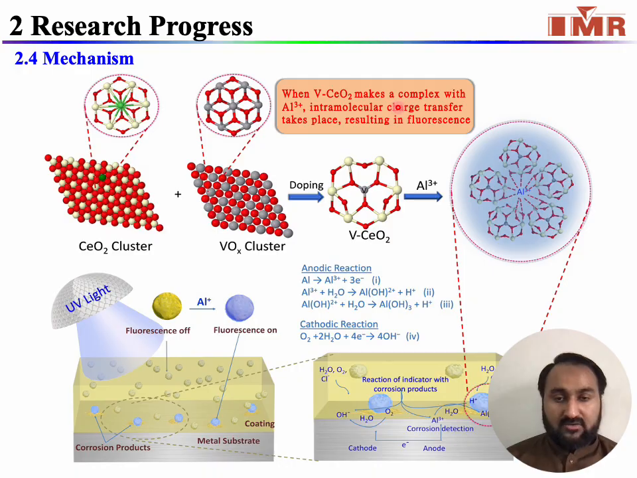Here is the mechanism of how it can react with the metal ions, corrosion ions, to produce the fluorescence effect. In this simple mechanism, when our prepared material reacts with the aluminum ions, there is a transfer of electrons from the ground state to the excited state that produces some fluorescence effect. And when the excited elements come back to the ground state, it emits some light, that light is the fluorescence. So this is the basic simple mechanism of our coatings.